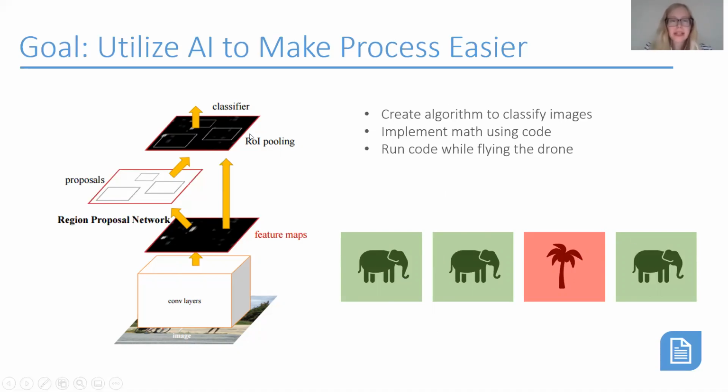So we can create this algorithm. It might look something like this, where we have an image, and then we have all of these different mathematical combinations of some of the pieces of the image that eventually give us a box that we draw around our object of interest, like an elephant, and tell us what's in it, like an animal or an elephant again. We can implement this algorithm that we come up with using code, and then we can just run this code while we're flying the drone in real time.